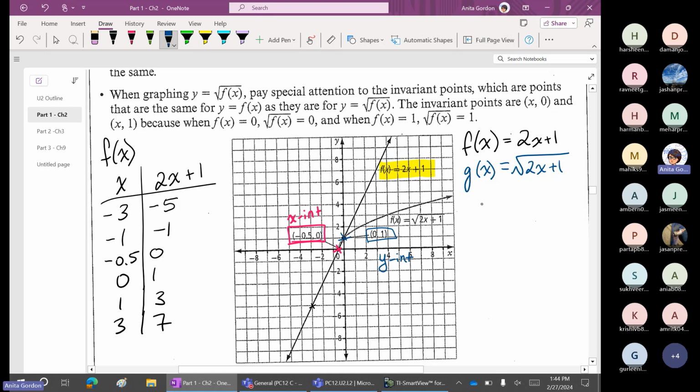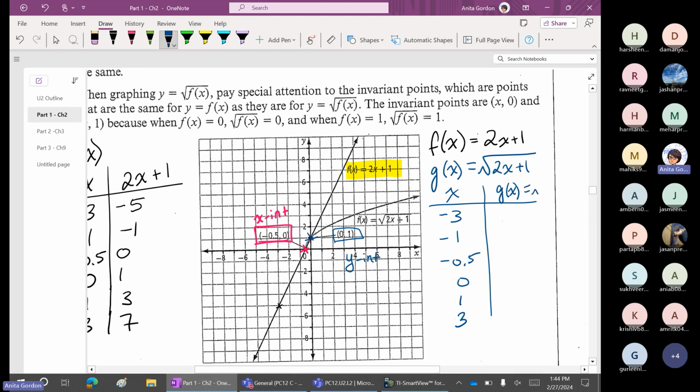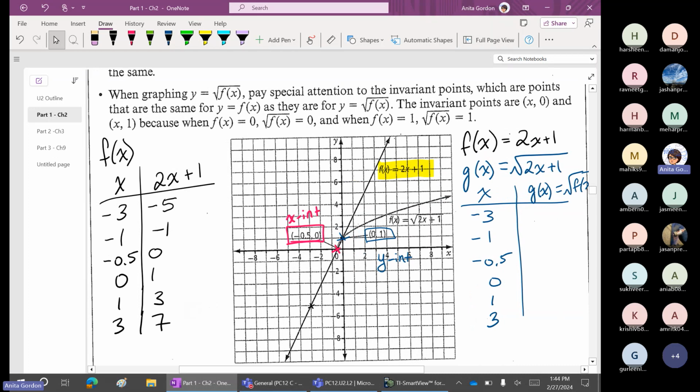Okay, now when I go to graph g of x, the long way to do this would be to use the same x values, negative 3, negative 1, negative 0.5, 0, 1, 3, and g of x, remember, this is the square root of f of x, meaning the square root of the y values. So rather than calculating this equation from scratch, all I'm going to do is say the square root of negative 5.